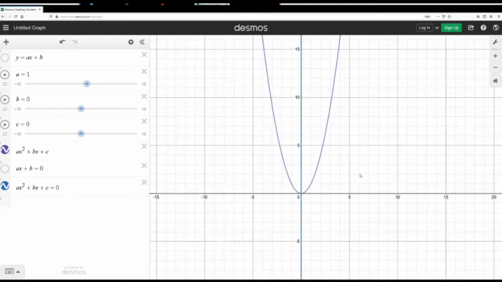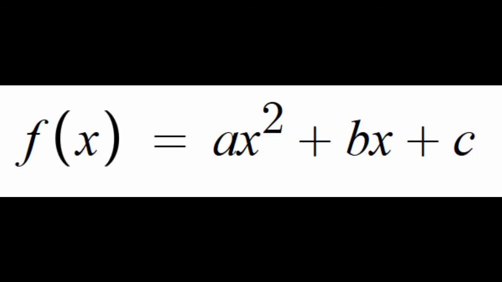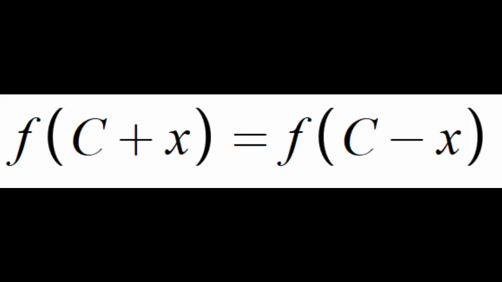So let's actually do that. Let's actually try to find what this axis of symmetry is, and then we're going to see why that's useful to us. So we can start by defining a function f(x), which is going to be our quadratic, ax squared plus bx plus c. Now from that, we apply the definition of symmetry to that function. So we have some center point c, and we want to check that if I move some distance x to the right of c, then I get the same value as if I move that same distance to the left, which is why I've got f(c plus x) equals f(c minus x).